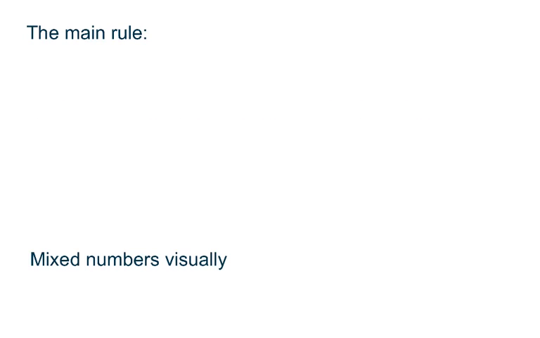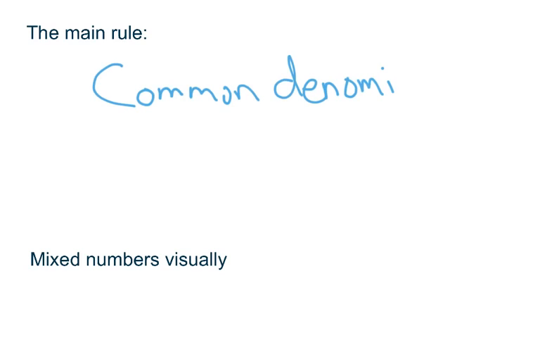So first of all, we have to remember the main rule when it comes to adding and subtracting fractions. You have to have common denominators. So that doesn't change. Now, for most of the examples I'll do, we're going to start off with common denominators, but at the very end, I'll show you one where you don't have a common denominator.